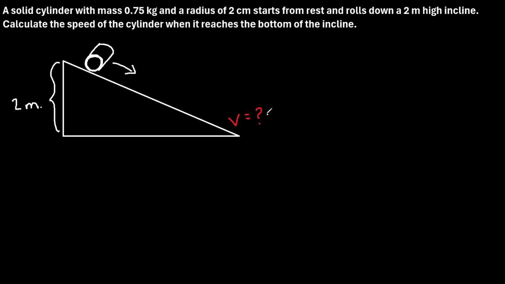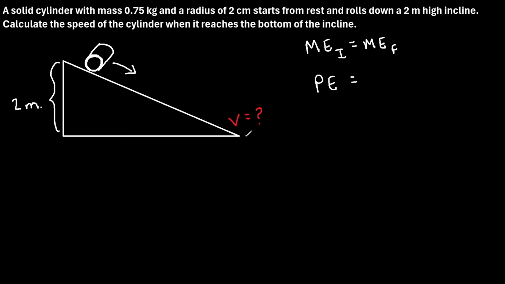So when we only have conservative forces at work, we have conservation of energy. That says that the initial mechanical energy must be equal to the final mechanical energy. Mechanical energy is just the sum of the potential energy and the kinetic energy of an object. For this example, notice that the cylinder, due to its height at the top of the incline, has potential energy, but we're told that it starts from rest, so initially it has no kinetic energy. The initial mechanical energy is all potential energy, and that must be equal to the final mechanical energy.